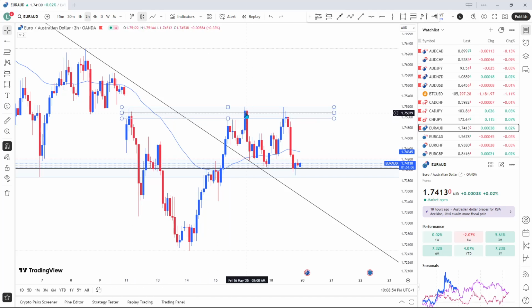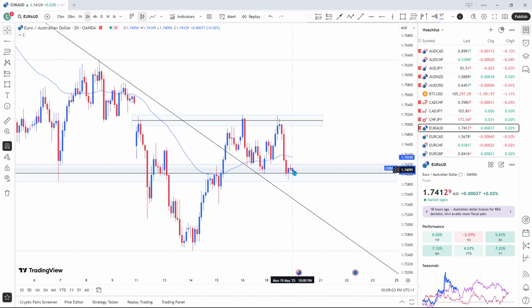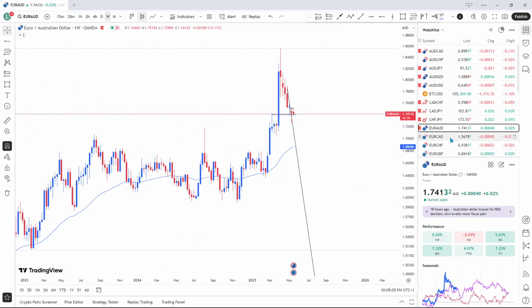So we've got resistance here, resistance. We've got support. So possible buy now where it is, or a break and retest on these highs here. Yeah, very interesting. That one still. Leave that one flagged.